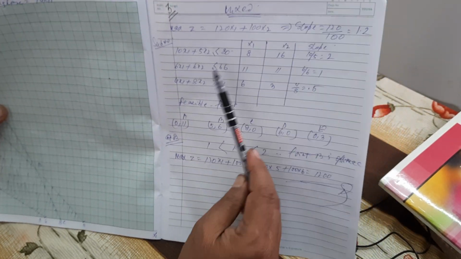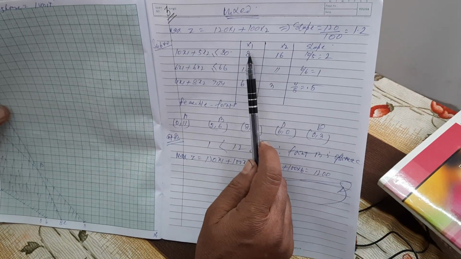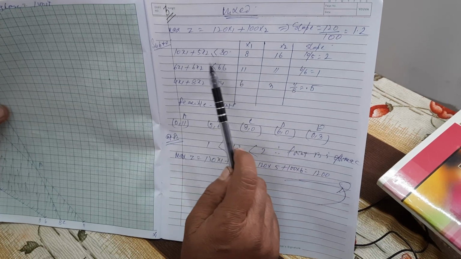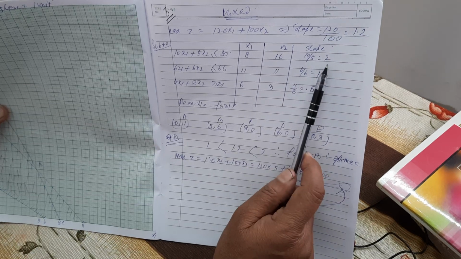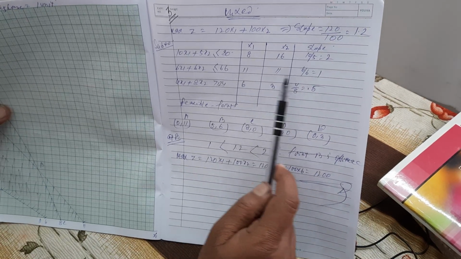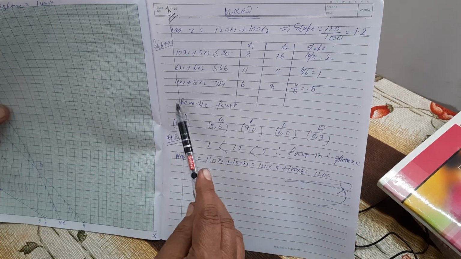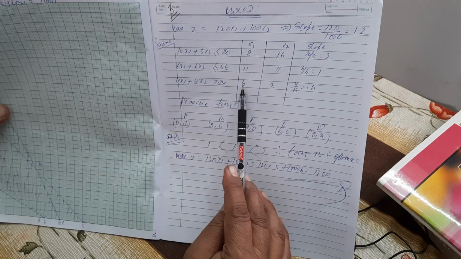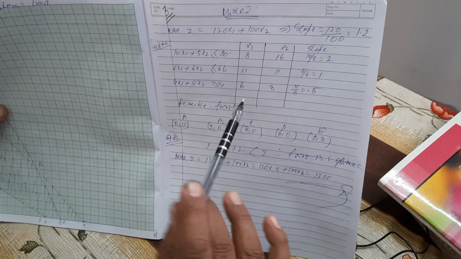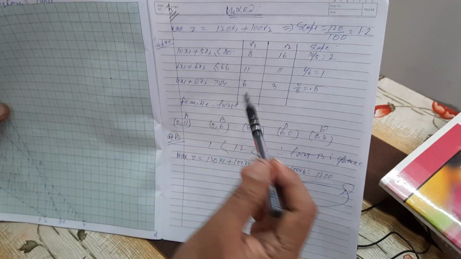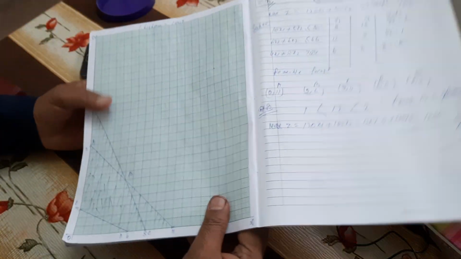For these three constraints, we get the values of x1 and x2 as well as the slope. So this is 8, 16, slope 2. This is 11, 11, and 6 by 6 slope is 1. And here 6, 3, and its slope is 4 by 8.5. Now these three lines are plotted in equality form.